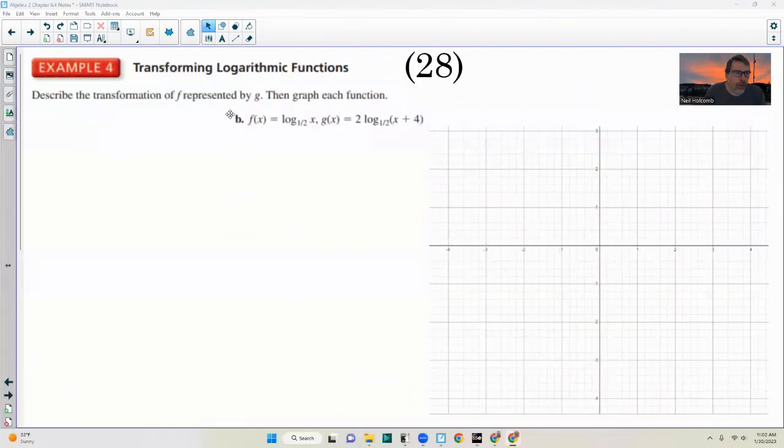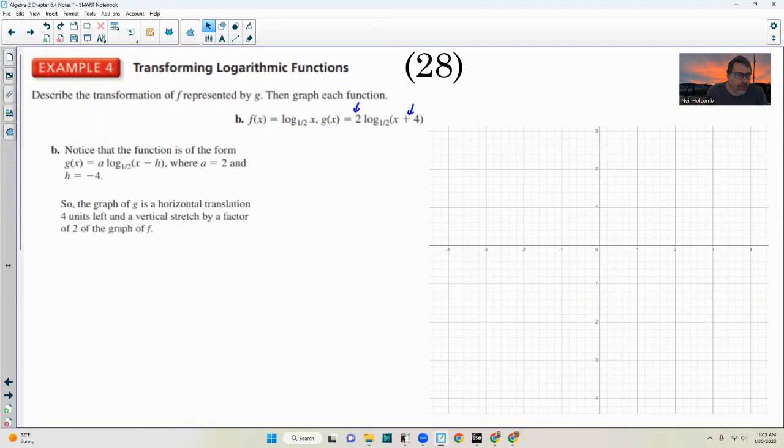Okay, example 4, we're going to do part B in this page. It says to describe, same thing, transformations represented by G, then graph each function. So we have the log base 1/2 of X, and then we're going to put a 2 in front. So that's one thing that's defining our transformation, and a +4 inside. So what does that mean from our rules? Well, it's in the form of a times log base 1/2 of X minus H. A is 2 and H is -4. So A is 2, H is -4. What does that do to the function? Well, the graph of G is a horizontal translation 4 units to the left and a vertical stretch by a factor of 2 because the number's out front, not in the parentheses. Okay, so that's what we're doing.